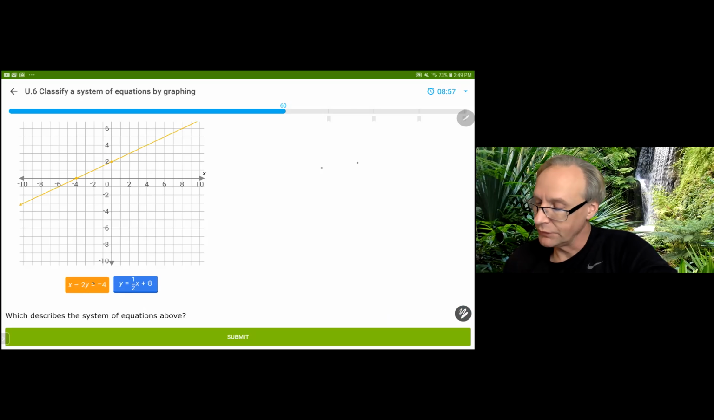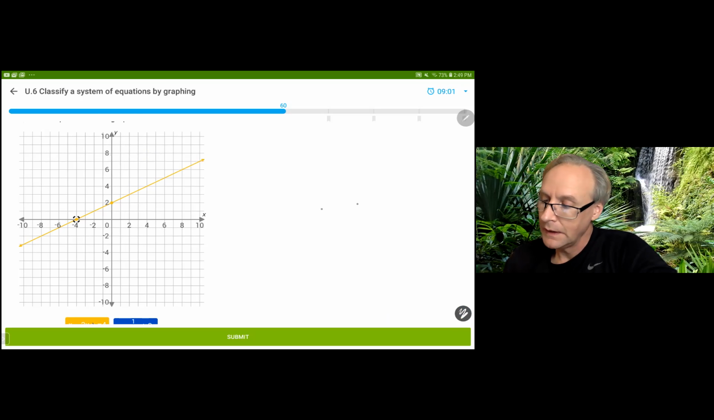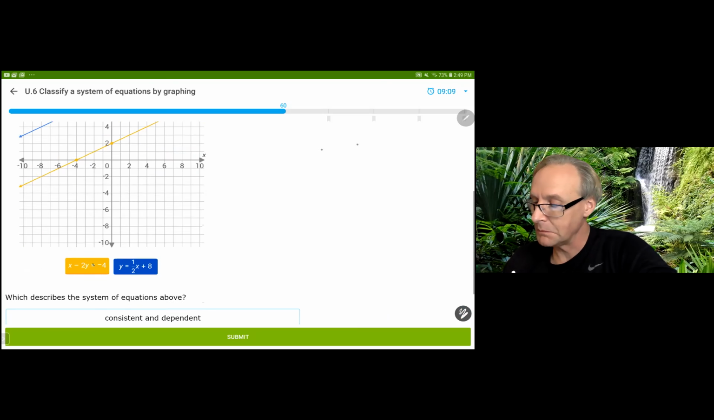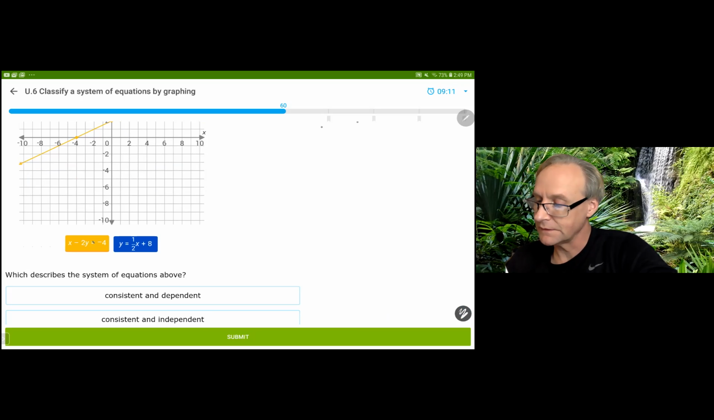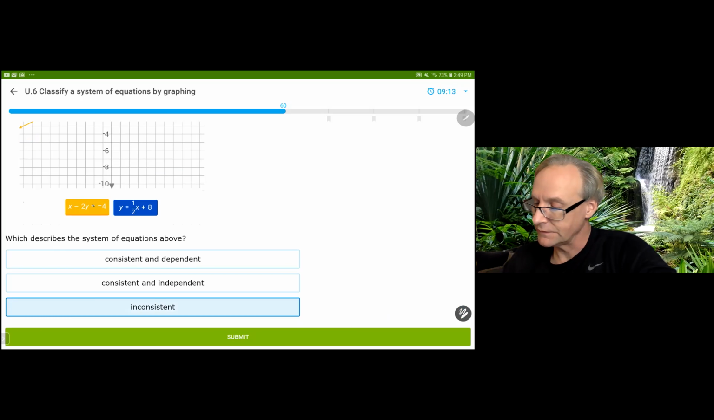Now I'm going to graph the blue one, which goes through 0, 8, and has a slope of 1/2. And we can see they're parallel. They both have a slope of 1/2, and that makes them inconsistent, doesn't it? They have no solutions.